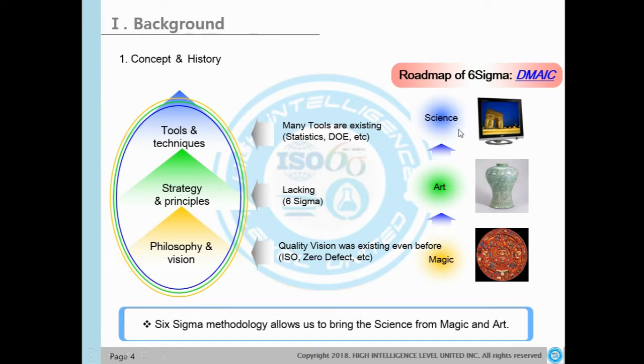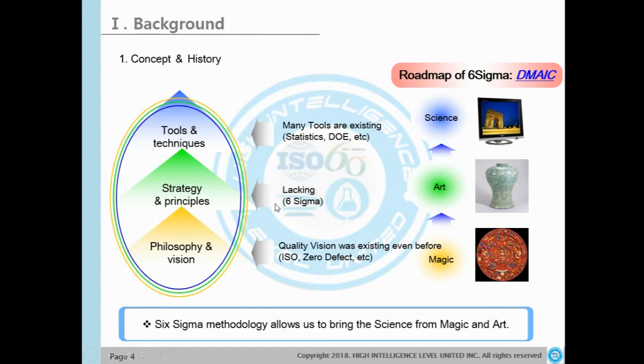When our science is not developed well, that was the time we think that is a magic. Even quality vision was existing even before, like ISO, zero defect. It's developed to the art.